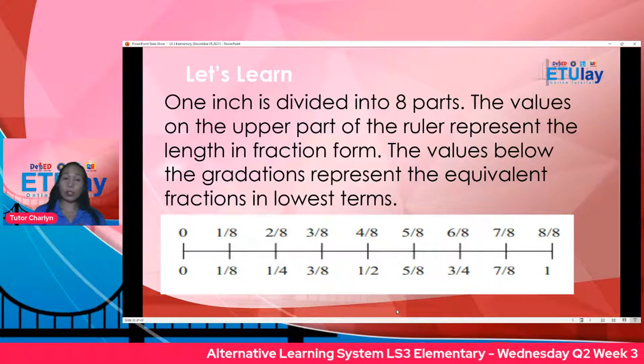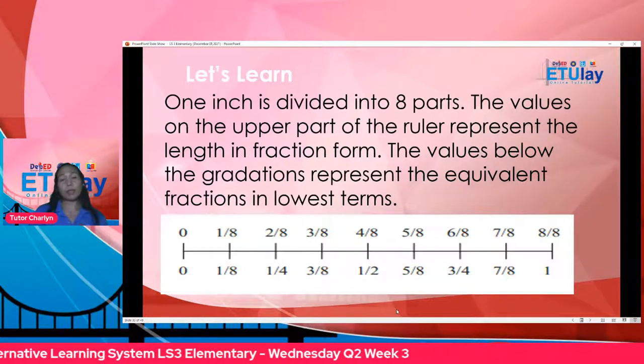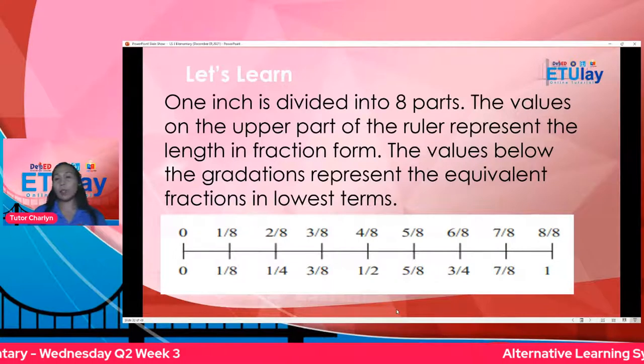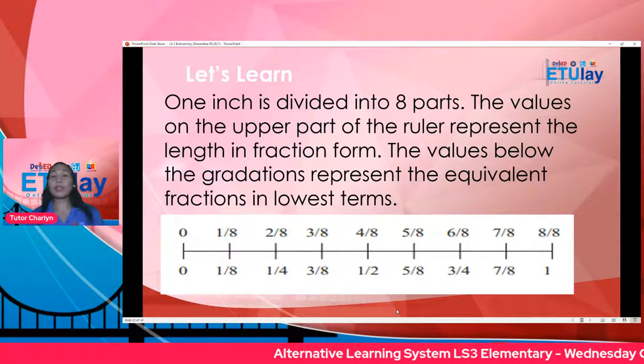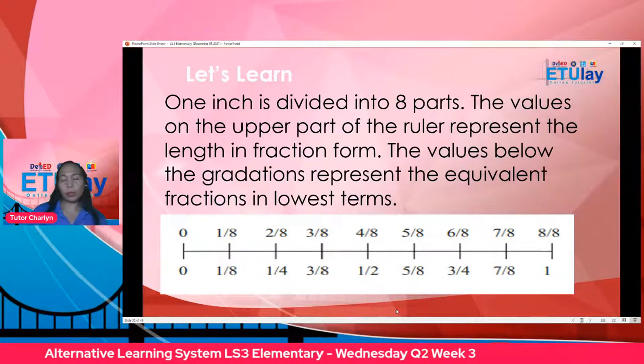So 1/8, lowest term na po siya. Si 2 over 8, okay, simplify na po siya ng 1/4, 3/8, same. 4 over 8, 1/2, 5/8, same. 6 over 8, it's 3/4, and 7 over 8, same. Then 8 over 8, it is 1, kasi 8 divided by 8 po yun.